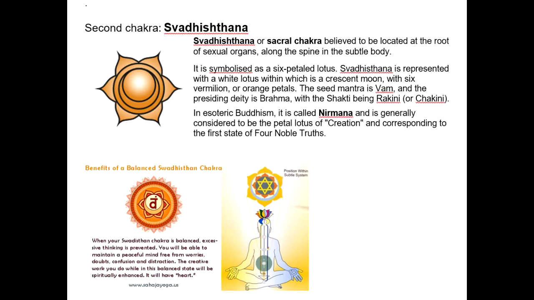Second chakra, Svadhisthana. Svadhisthana or sacral chakra is believed to be located at the root of the sexual organs, along the spine in the subtle body. It is symbolized as a 6-petaled lotus. Svadhisthana is represented with a white lotus within which is a crescent moon, with 6 vermilion, or orange petals. The seed mantra is Vam, and the presiding deity is Brahma, with the Shakti being Rakini, or Chakini.